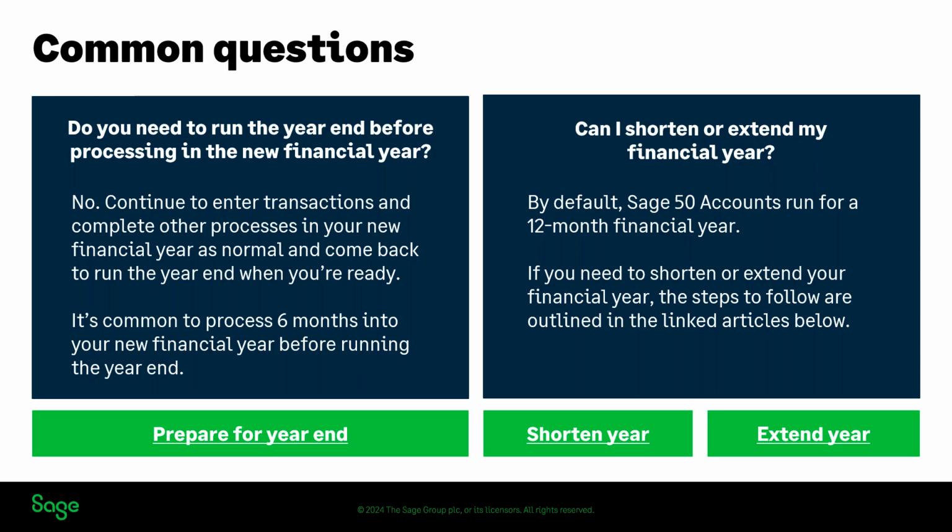The other common question, one of the ones that sticks out a little bit here and there, is: can I shorten or extend my financial year? By default, Sage 50 Accounts will run for a 12-month financial year. So if you do need to shorten or extend it, maybe you've been advised to by your accountant, maybe there's a tax benefit, or to bring you in line with sister companies in the same group, then there is a process for each one that you would need to follow. They're slightly different.